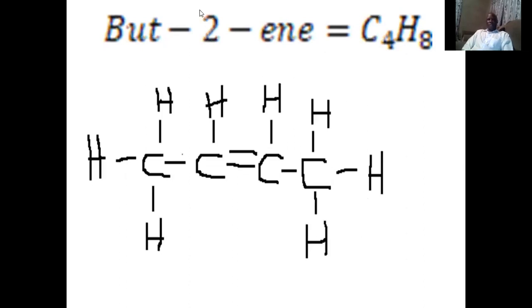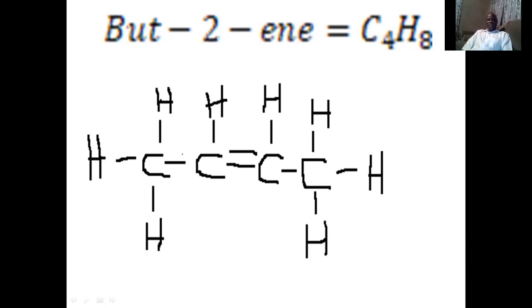Now the double bond here has shifted to carbon number 2. So write 1 carbon there, 1 bond, carbon, 2 bonds, carbon, 1 bond, and 1 carbon. And then around each of these carbon atoms, you put 4 bonds. 1, 2, 3, 4. 1, 2, 3, 4. And this one, 1, 2, 3, 4. And this one, 1, 2, 3, 4. And so we have to name it as but-2-ene.